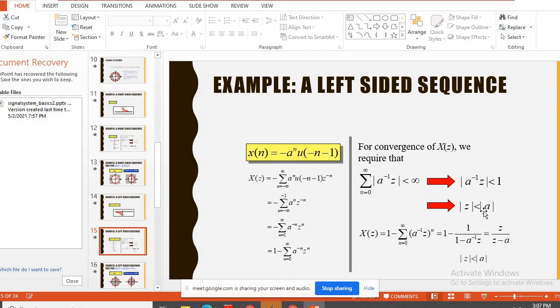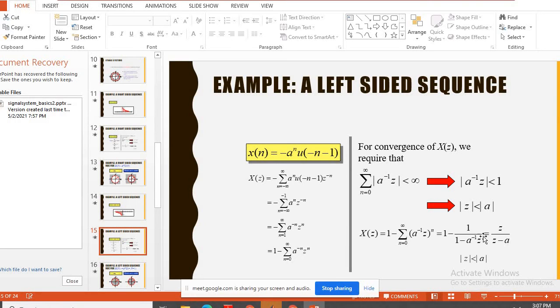In the previous case, when it was u of n, at that time we got z must be greater than a. And when it is in negative half or it is left sided, so it is becoming z is less than a. Understood? So now we will write the terms. 1 minus sigma a raised to minus 1 into z whole bracket raised to n, n equal to 0 to infinity. So 1 minus 1 upon 1 minus a raised to minus 1 into z, which is equal to z upon z minus a.